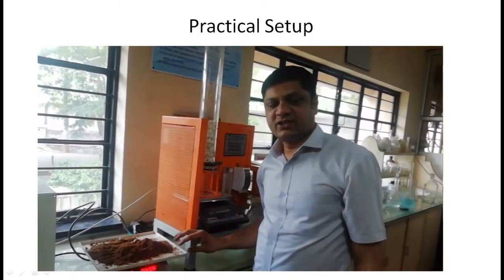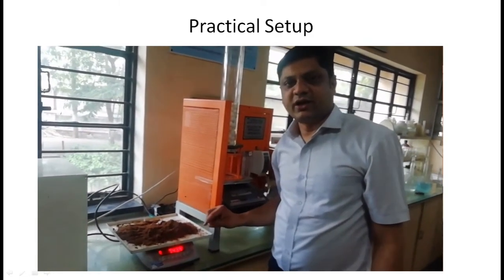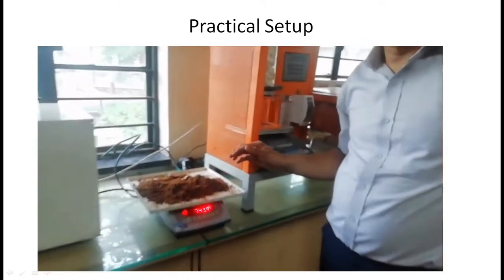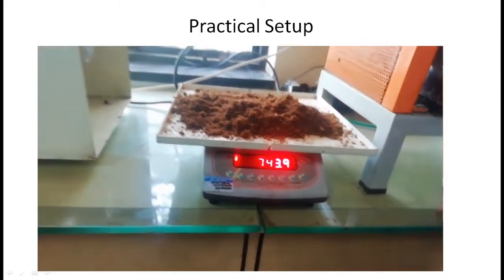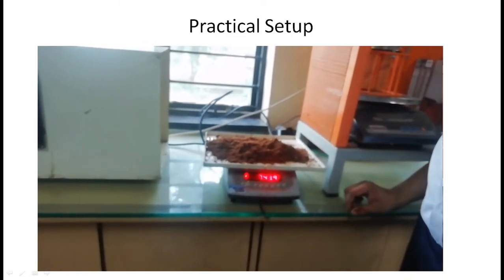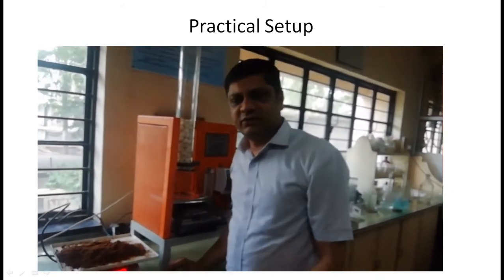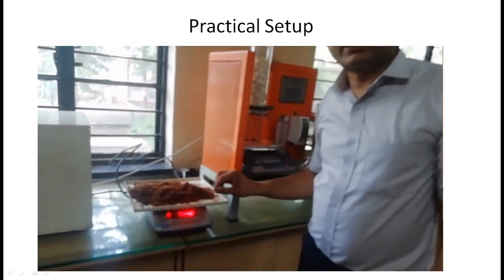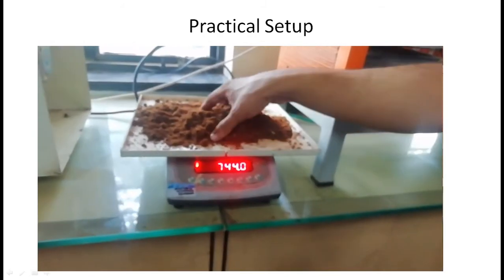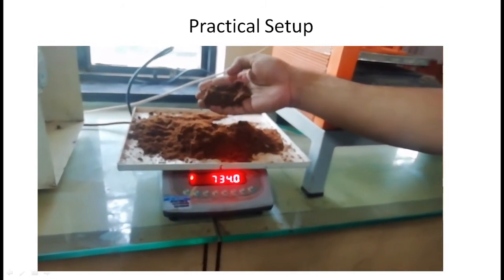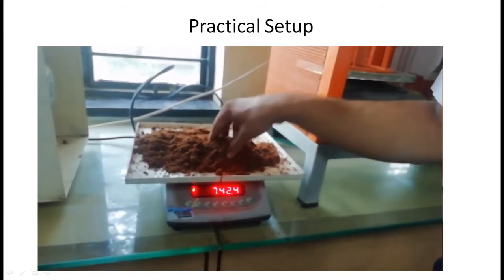Now we have taken some sawdust. Initially the weighing balance shows some error, and we have added the 100 gram of water or 100 ml of water. Now the weight is 743. So 743 minus 560 minus 100 gram of water, so the initial weight of sawdust we have taken is 469. We have added 100 gram of water. Now all the sawdust is moistened, and all the surfaces are wetted.